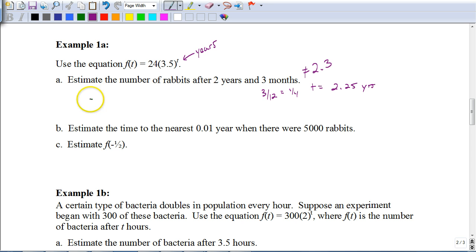So to plug that into our formula, we take 24 times 3.5 to the 2.25 power, and when you do that, you get 402.13, which obviously we're not going to have 0.13 rabbits rolling around, so it would be about 400 rabbits, you could say, or 402 rabbits would be fine to say that too.